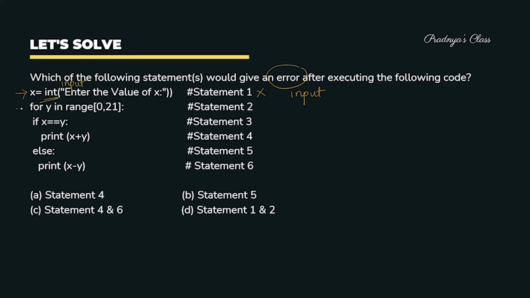If we proceed to the next statement, we can see there is an error because we use round bracket with the range function. So statement 2 is also not correct. This looks fine, this is also good, this is also correct, and this statement is also correct. So among the 4 options, D is the correct choice because statement 1 and 2 are wrong.